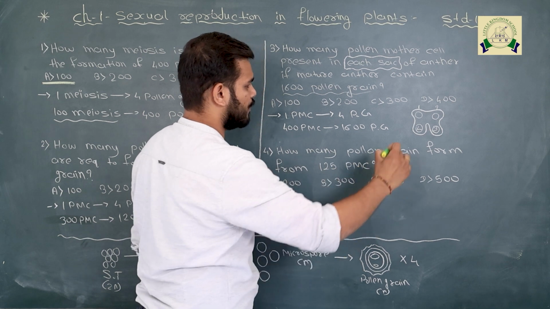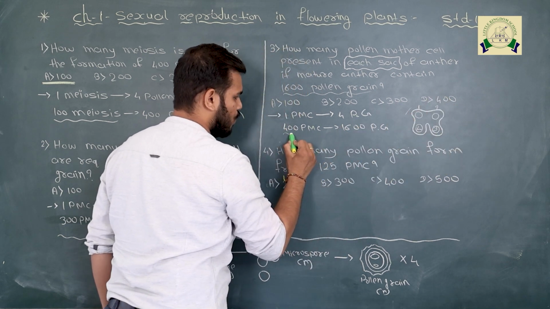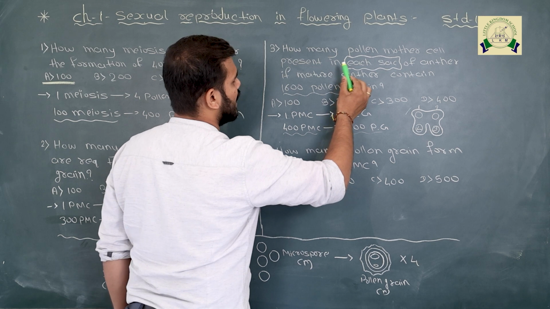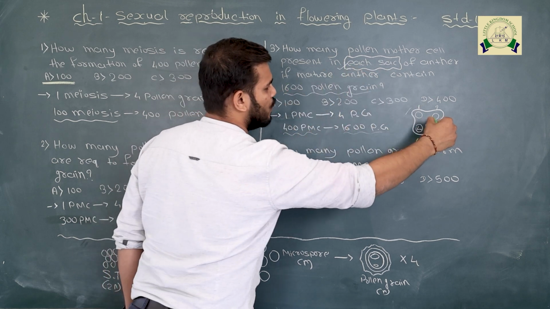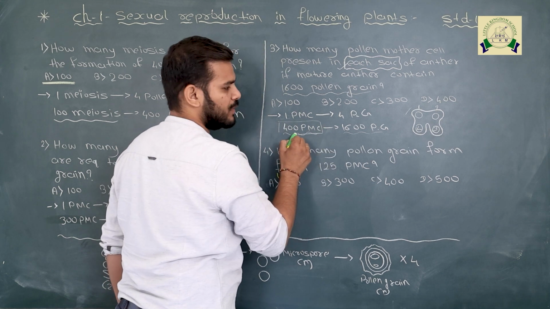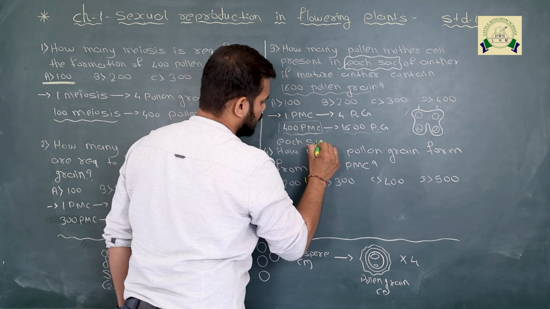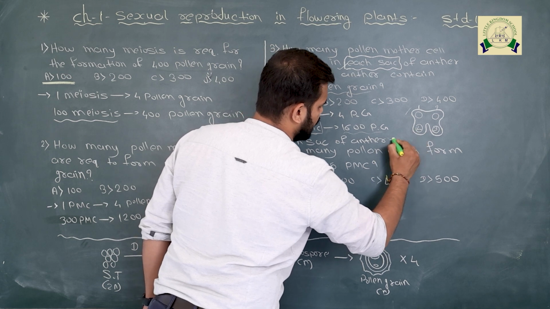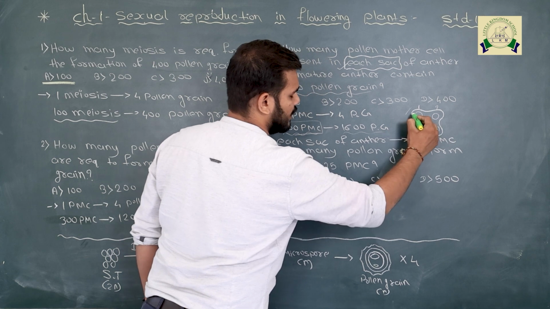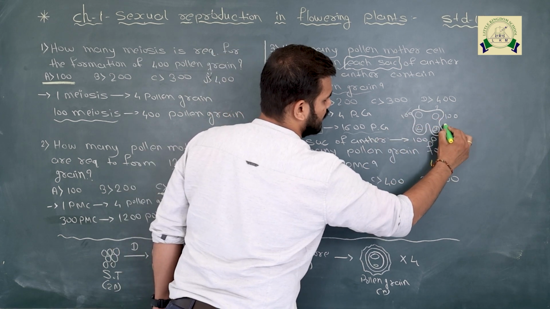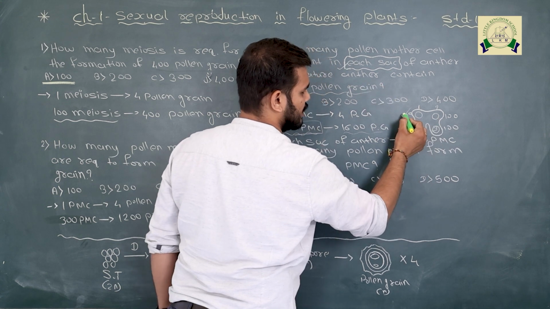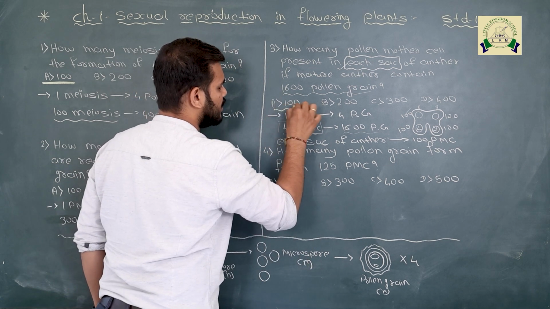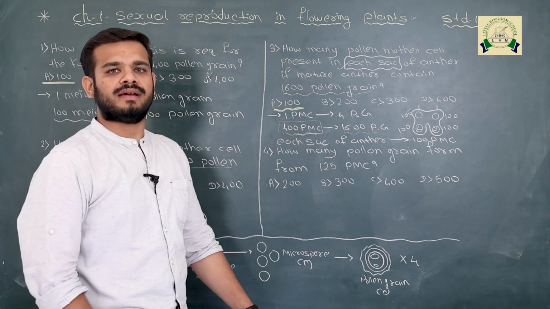Now the answer is simple. If the anther contains 400 pollen mother cells, due to which it produces 1600 pollen grains, and the question is how many pollen mother cells are in each sac, we have a total of 4 sacs. So if the anther contains 400 pollen mother cells, then each sac of the anther contains only 100 pollen mother cells: 100 in this sac, 100 in this sac, 100 in this sac and 100 in this sac. That means 100, 200, 300, 400. A total of 400 pollen mother cells are present, but in each sac a total of 100 pollen mother cells is present. So the answer is 100.